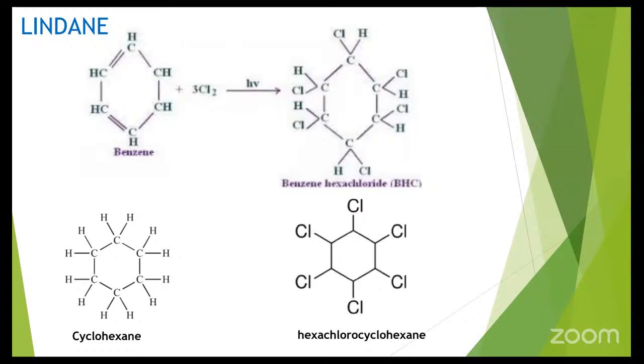So coming to lindane. Lindane in earlier literature was erroneously called benzene hexachloride. Here you can see benzene hexachloride, where benzene along with three chlorine molecules in the presence of sunlight gets converted to benzene hexachloride. However, if a chlorine atom is added to each double bond of the benzene so that the resultant compound is saturated, we obtain hexachlorocyclohexane, which we can see down here. It is a derivative of the saturated compound cyclohexane, in which 6 hydrogen atoms have been replaced by 6 chlorine atoms.